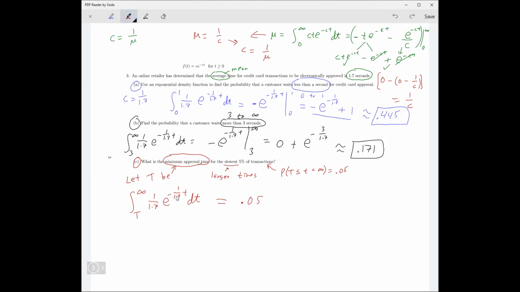Okay, so if you evaluate this, you get this again. Evaluate it from t to infinity. But when you plug the upper limit in, you get 0. When you plug as you go to infinity, this goes to 0. And then you subtract in the lower limit, you're going to get e to the negative 1 over 1.7 capital T, like that. Take natural logarithm on both sides.